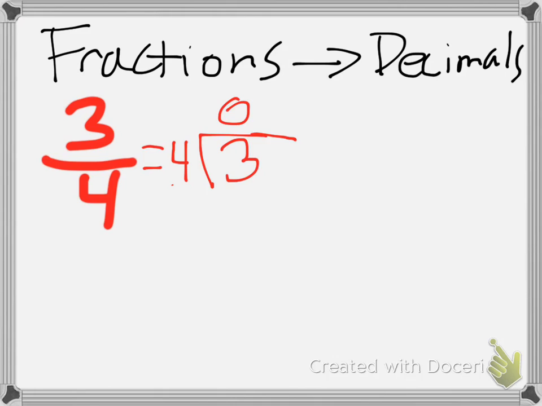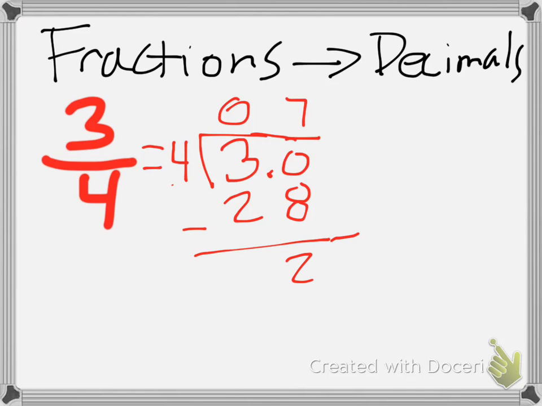4 can't fit into 3, so I add a decimal and add a 0. 4 definitely can fit into 30. It can fit in 7 times without going over. 4 times 7 is 28. And I subtract, and that gives me 2. 4 can't fit into 2, but I could certainly add another 0. 3.00 is the same thing as what we started with, 3. Drop my 0 down, and 4 can fit into 20 5 times. The last piece I need to remember is my decimal number goes directly up to the top, and we're good to go.